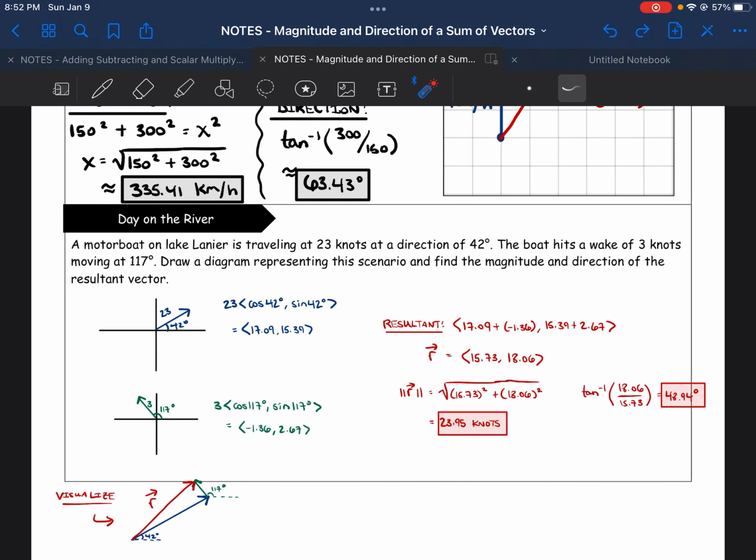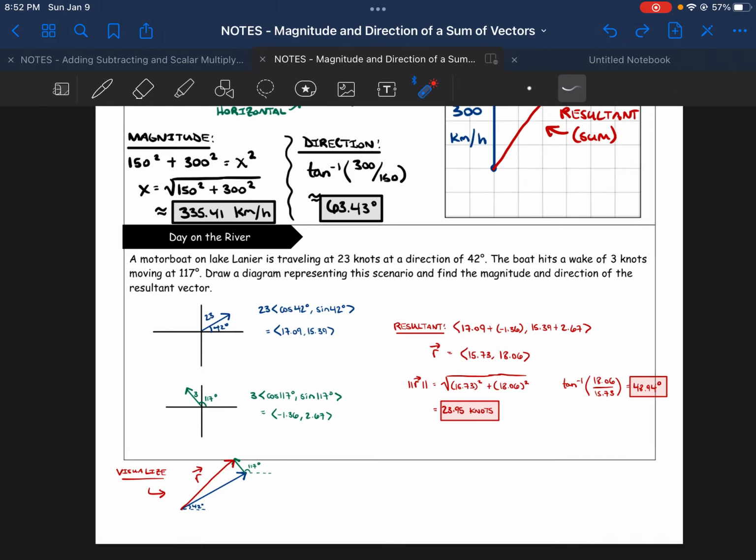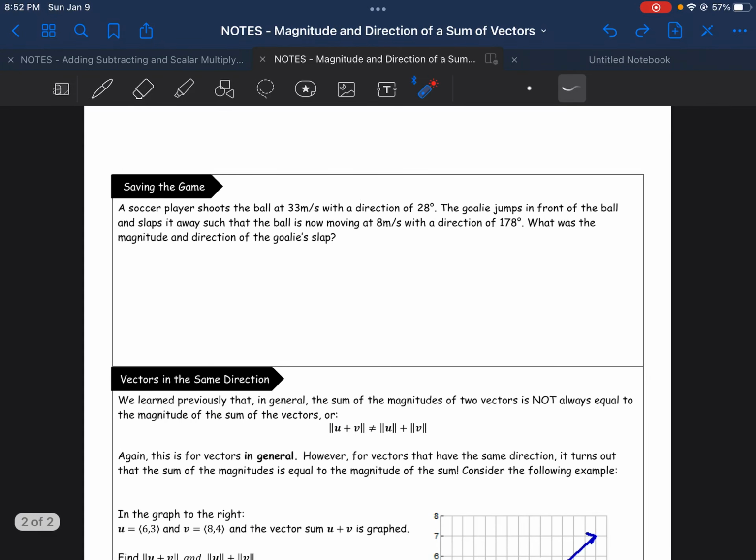So that's how we handle vectors when we are given the magnitude and the direction, rather than a starting and terminal point, where we would have had to do something different to find that component form. All right, let's move on to the next problem.